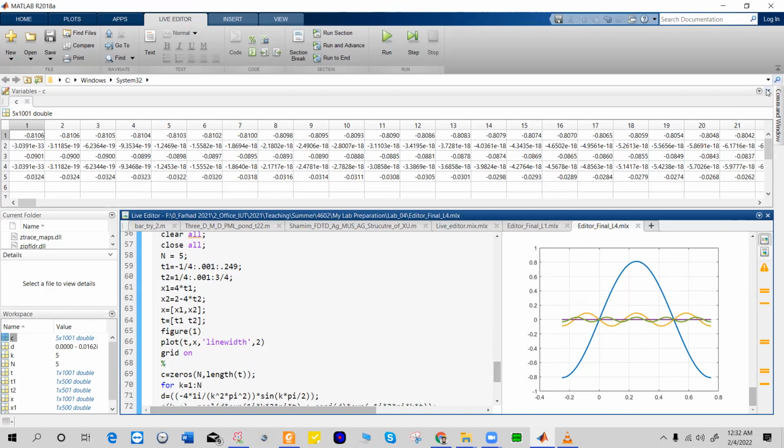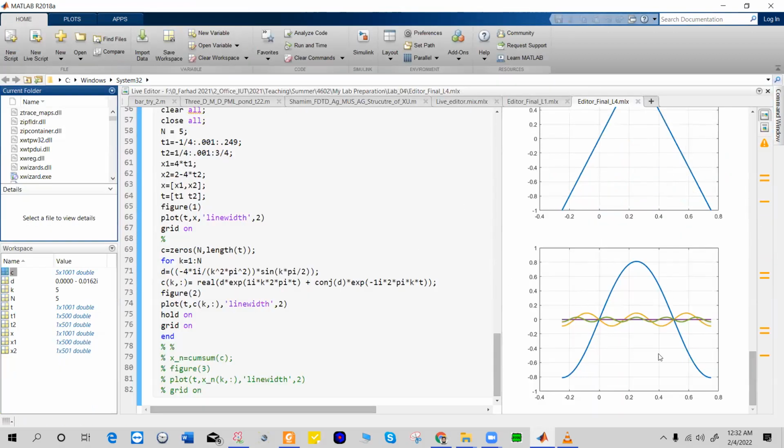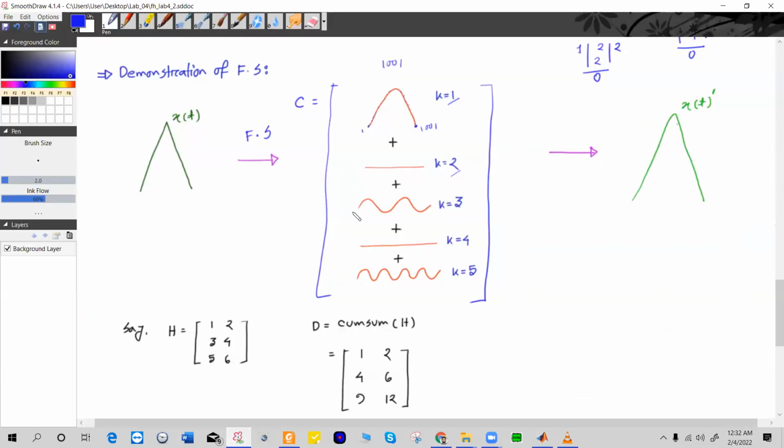Okay. So these are the different frequencies. These are the graphs for the different frequency components we can consider. Okay. Now we want to retrieve back our signal.